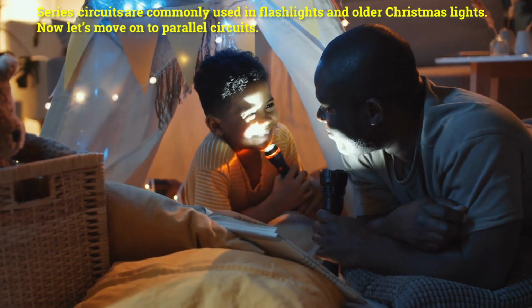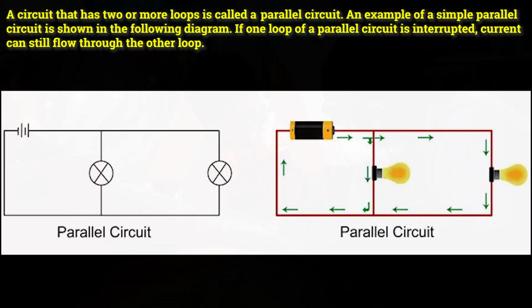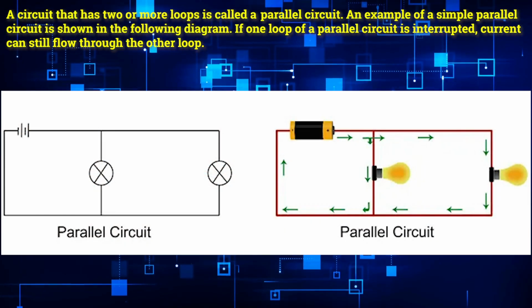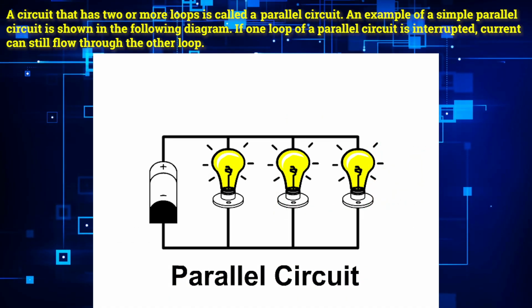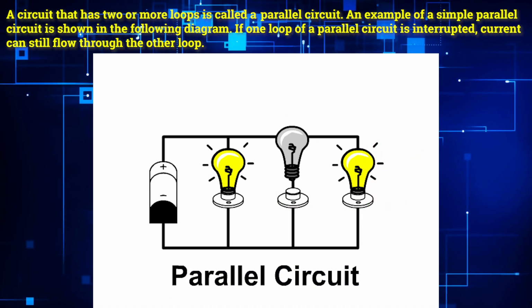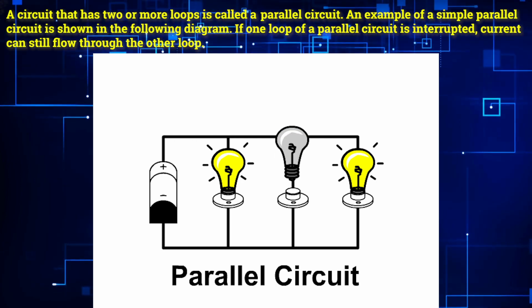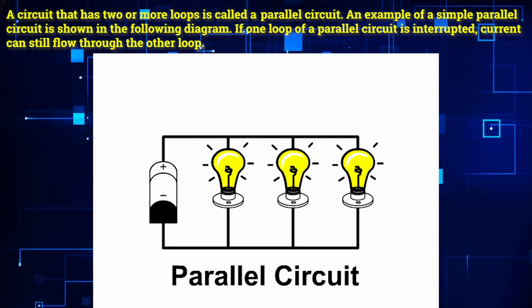Now let's move on to parallel circuits. A circuit that has two or more loops is called a parallel circuit. An example of a simple parallel circuit is shown in the following diagram. If one loop of a parallel circuit is interrupted, current can still flow through the other loop.